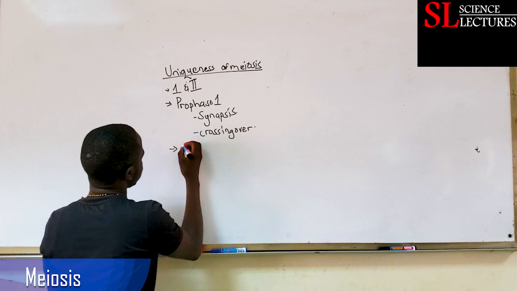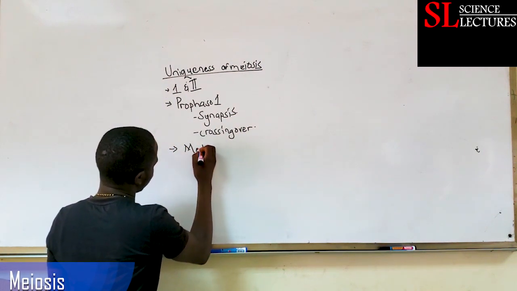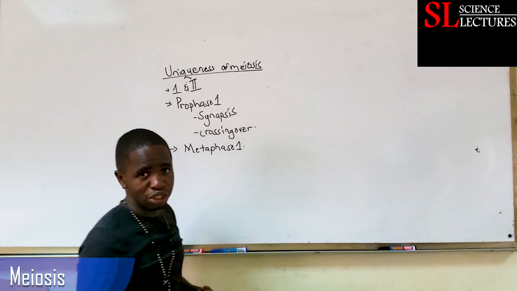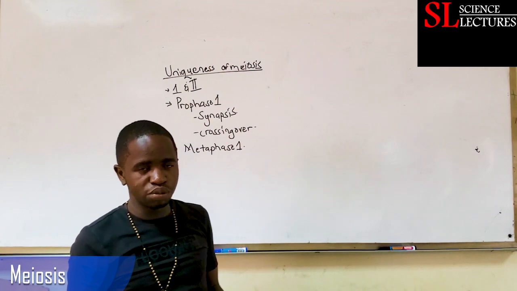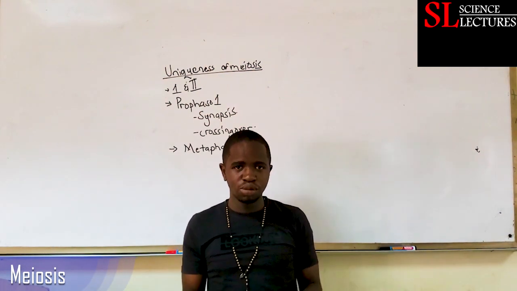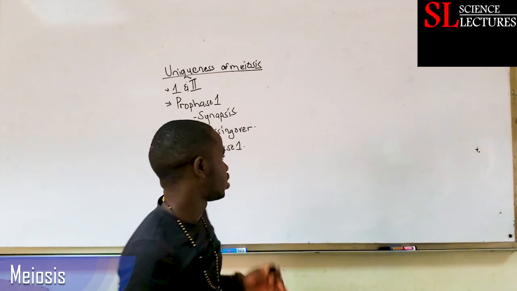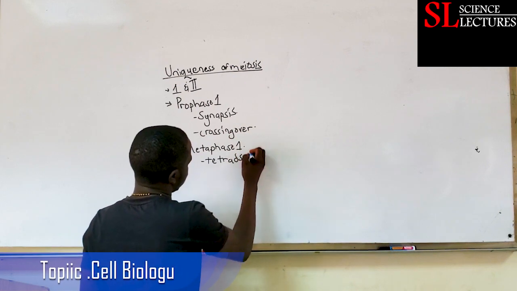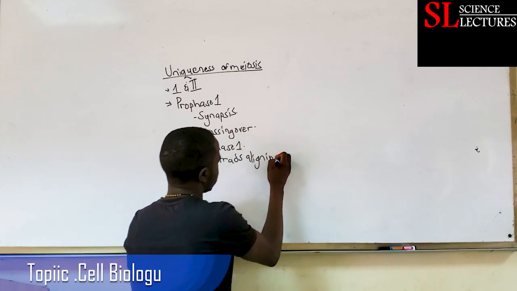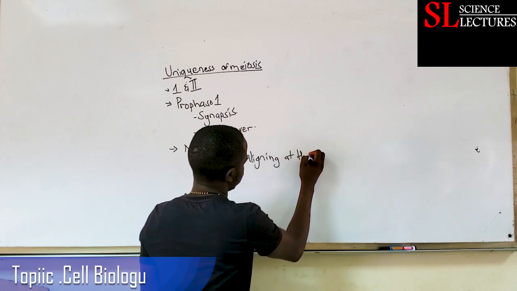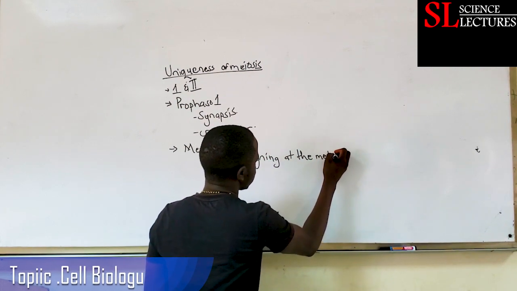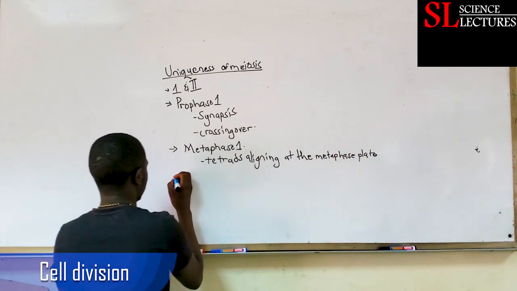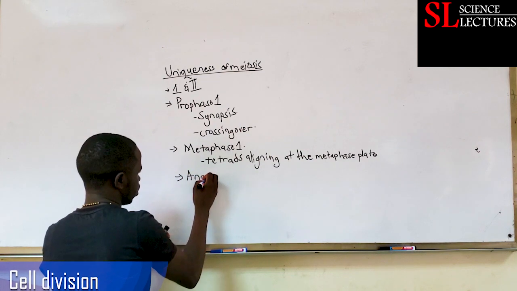Then we can also look at metaphase 1. We said in mitosis, during metaphase, the chromosomes align themselves at the metaphase plate. Here we have tetrads aligning at the metaphase plate.